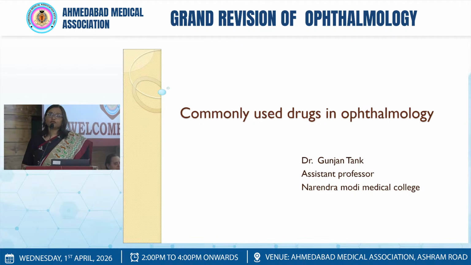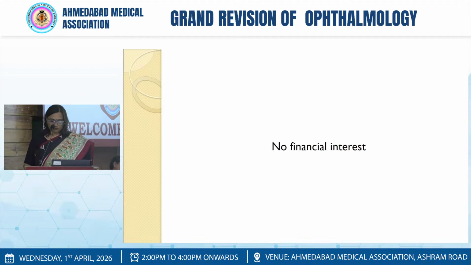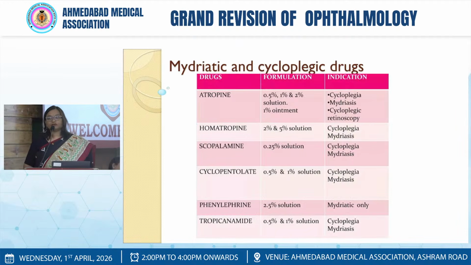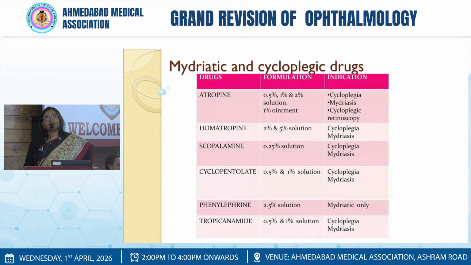Myself, Dr. Gunjan Tak. I am Assistant Professor at Narendra Modi Medical College. So the drugs most commonly used for your vivas are mydriatic and cycloplegic drugs, anti-glaucoma drugs, antibiotics and antibiotic steroid combinations. So we'll start with mydriatic and cycloplegic drugs.